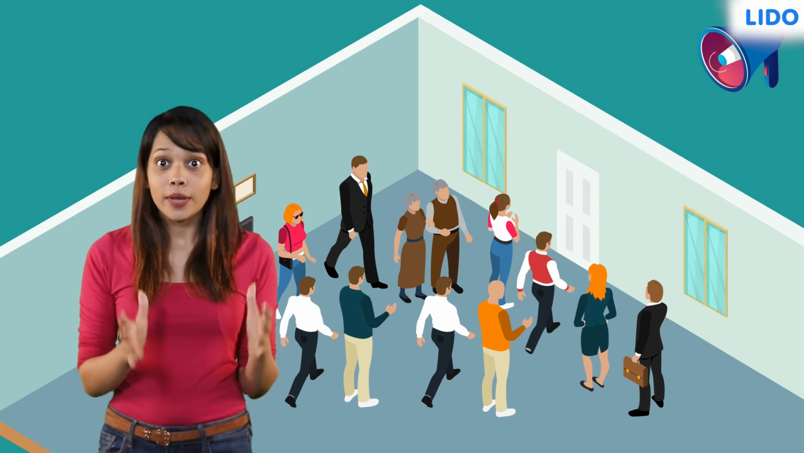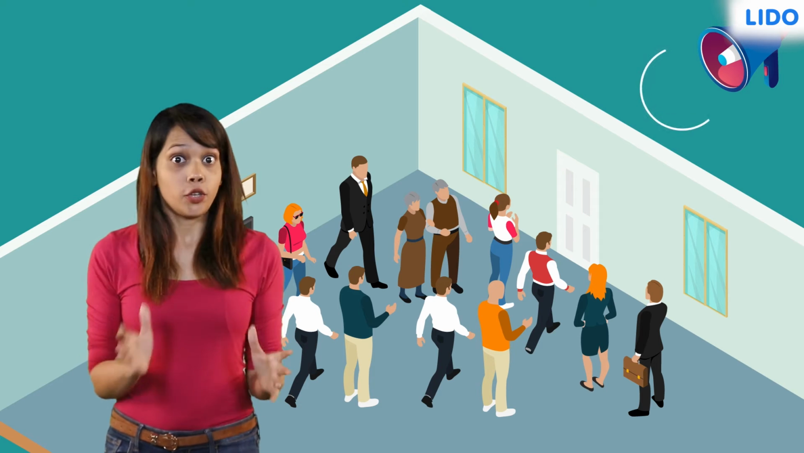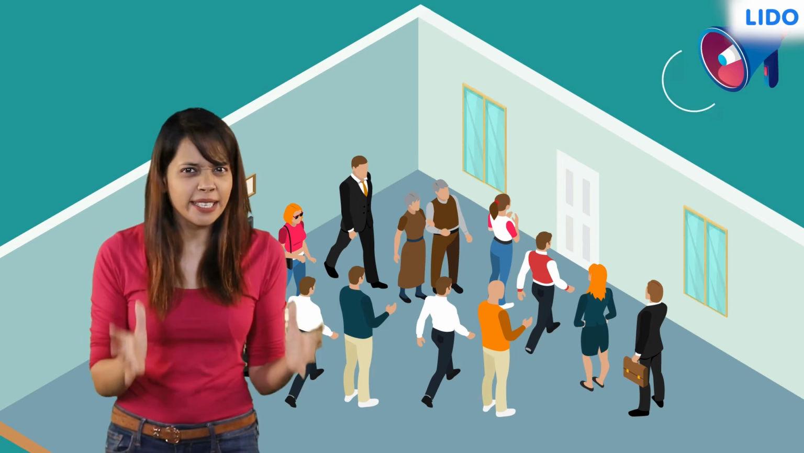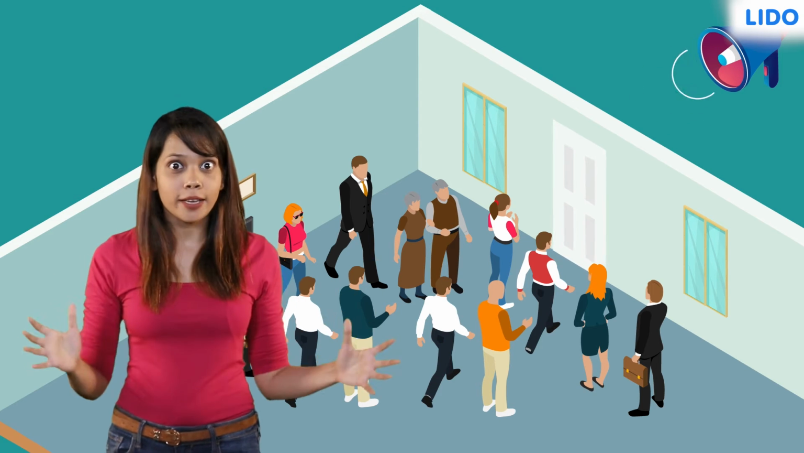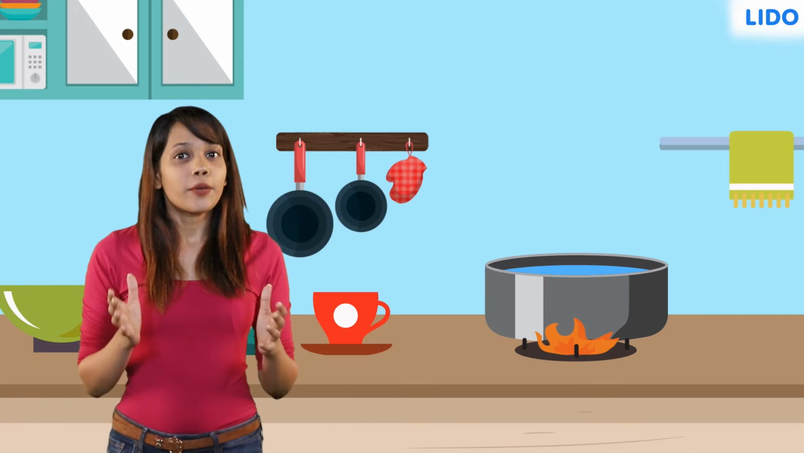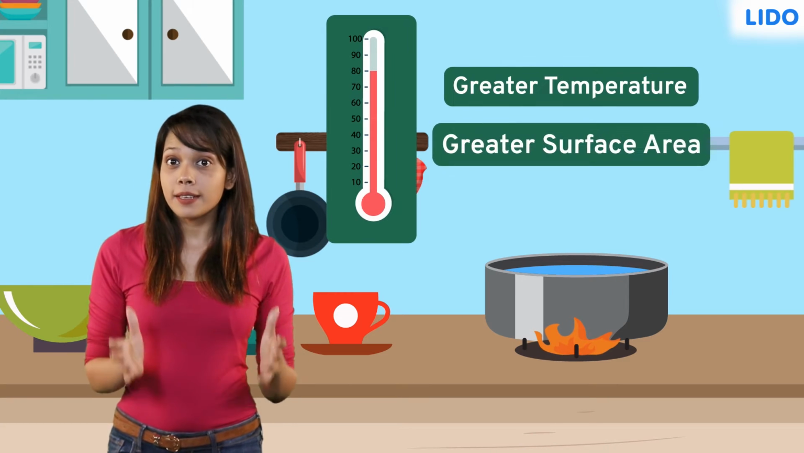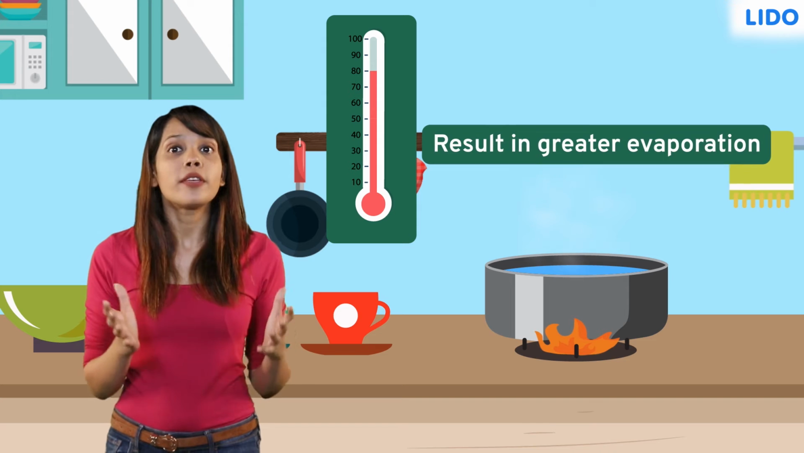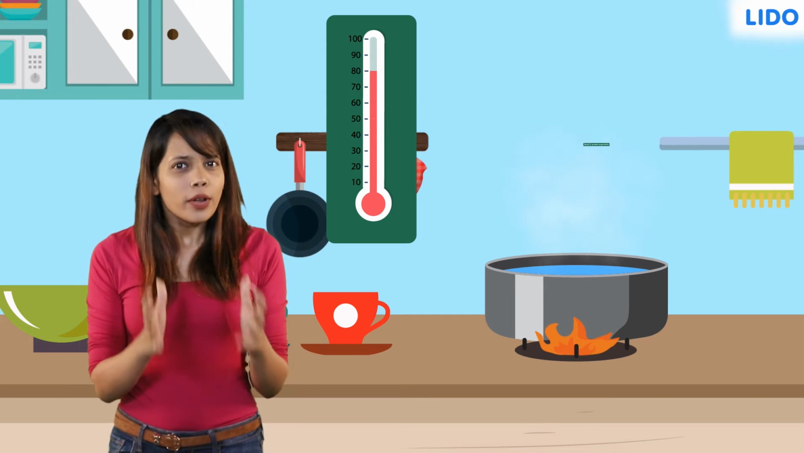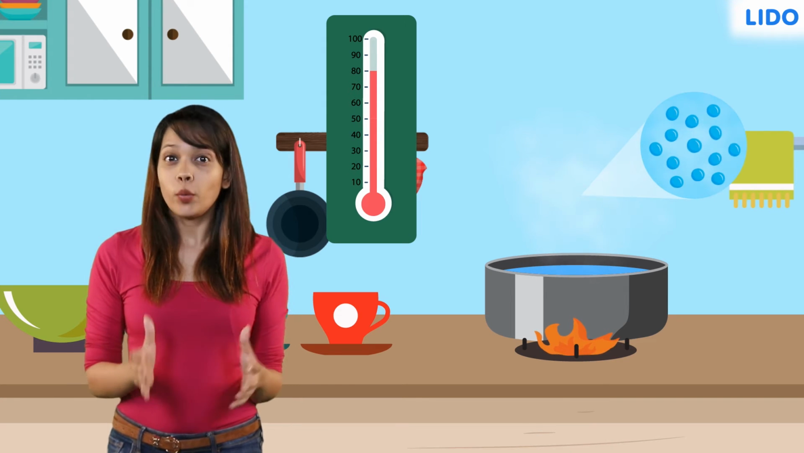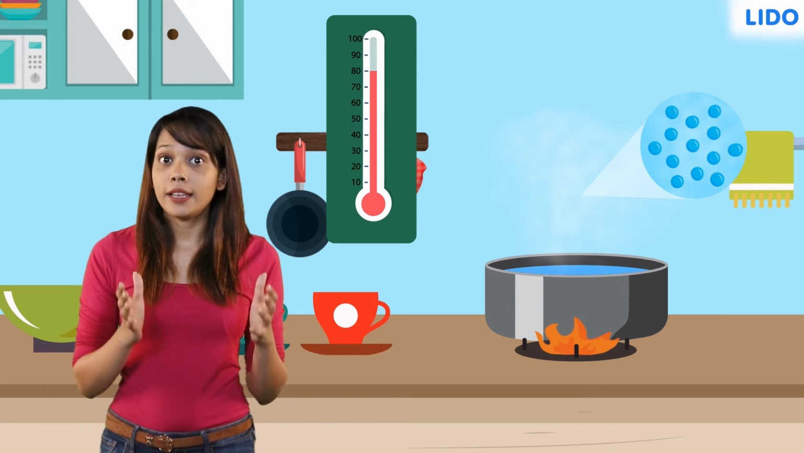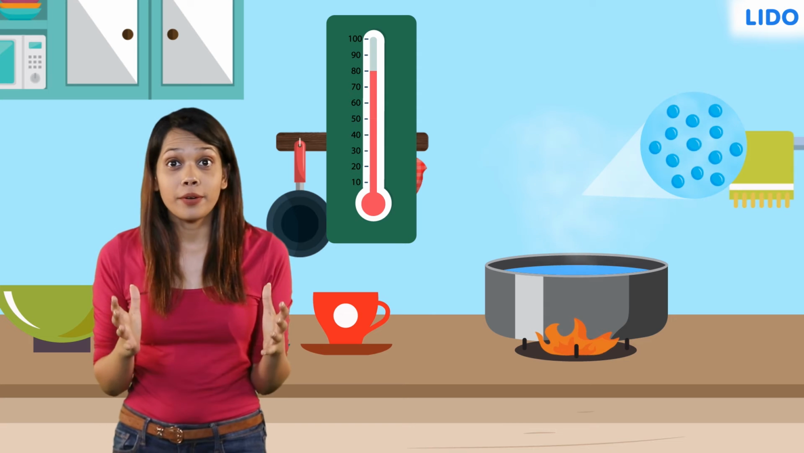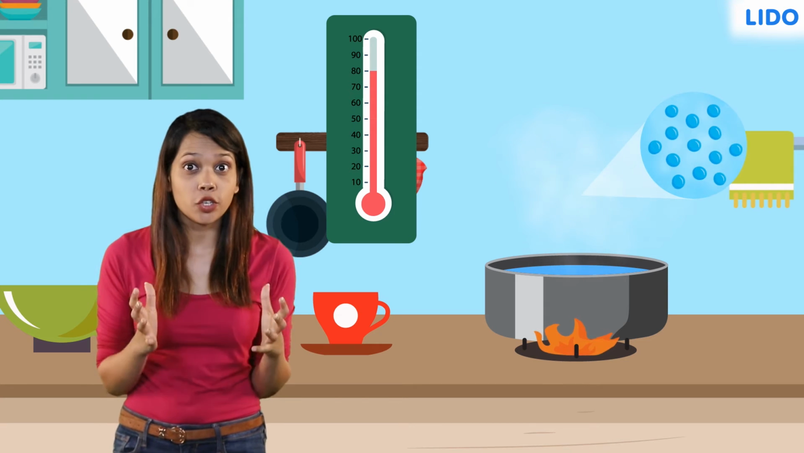There are two ways you can empty the room quickly. You can make the announcement more desperate, frequent and loud, or you could increase the size of the door. Greater temperature or greater surface area will lead to more evaporation. The water turns into water vapor, which is just the same as liquid water, but is now in a gaseous state. As the vapor rises, it starts feeling a chill.